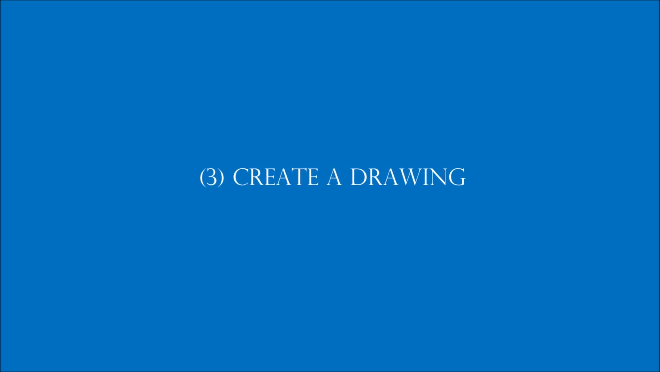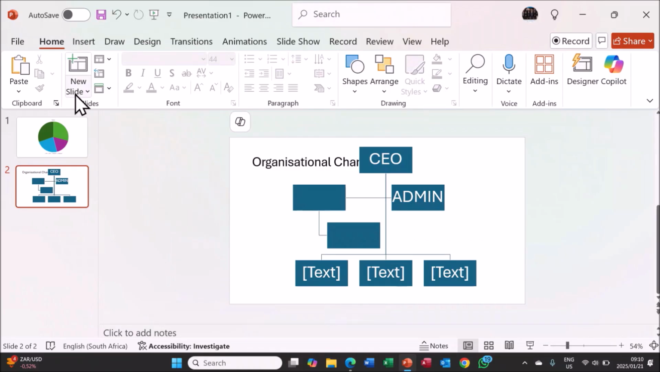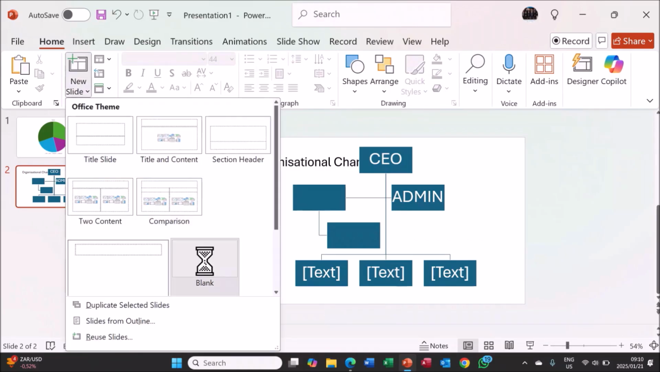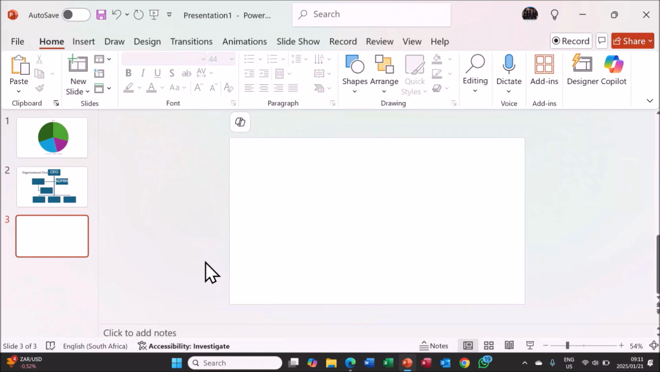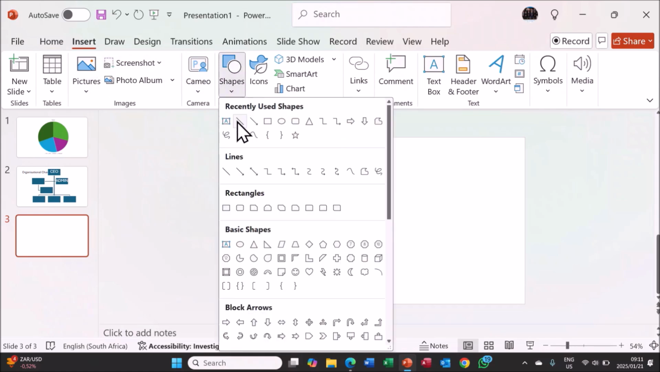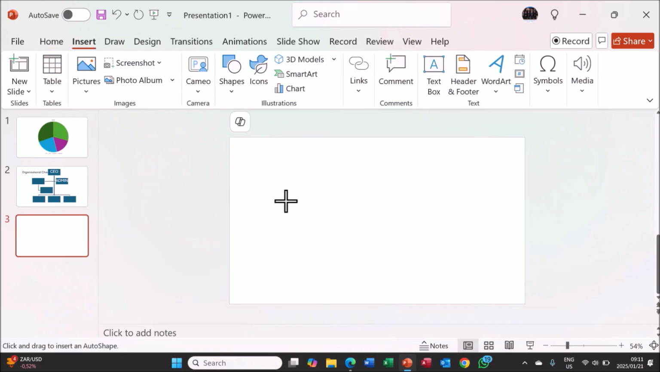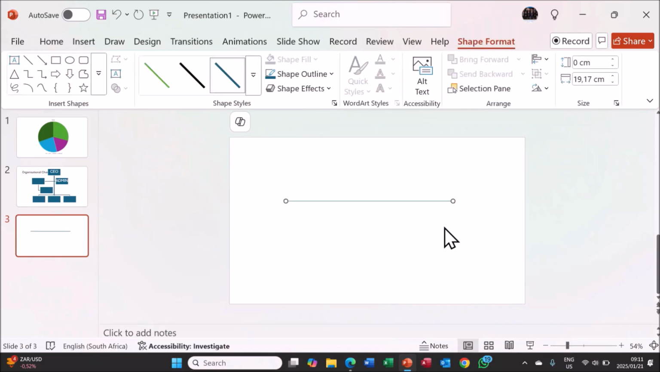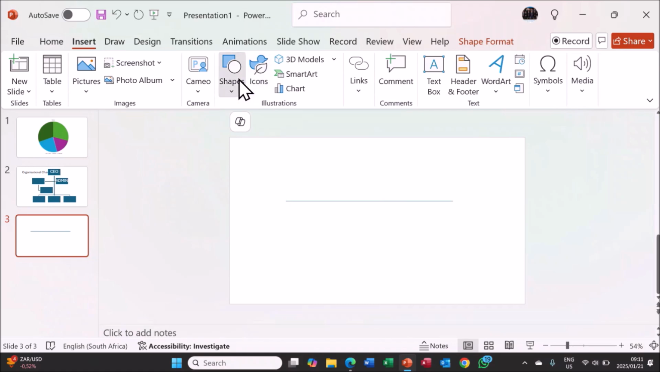Create a drawing. Let's add another slide, a blank slide. To draw a line into our presentation, we can insert shapes. We can choose the line option, and we can draw a line straight across. To draw a shape, we can insert shapes. We can draw square or rectangle.